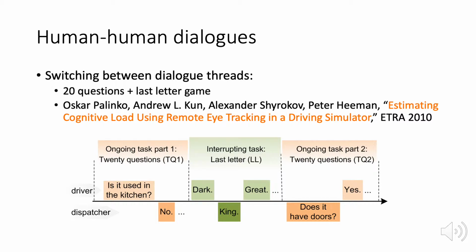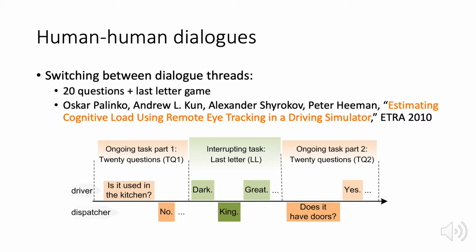So imagine having two different spoken tasks. In our case, 20 questions and the last letter game. The 20 questions game is where a person is thinking of a word and the other person is trying to guess that word, and the way to guess it is to ask yes/no questions. And then the last letter game is I say a word and then you say a word starting with the last letter of my word.